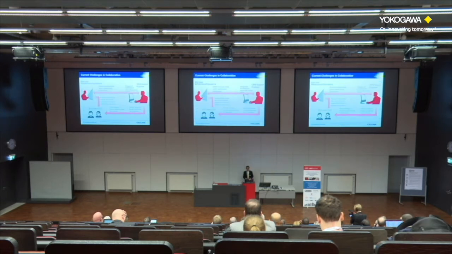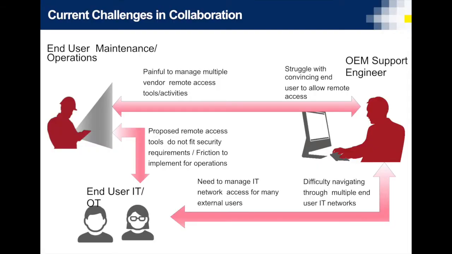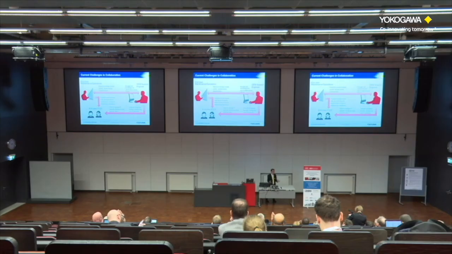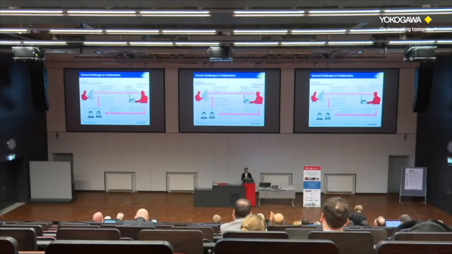So what are the challenges in terms of collaboration based on the current situation? From the end user perspective, from the maintenance operations, it is very painful to manage multiple vendor access. In a typical plant, you have multiple vendor environments, and in a way we are exposing multiple conduits for hackers to hack into the plant or the refinery itself.